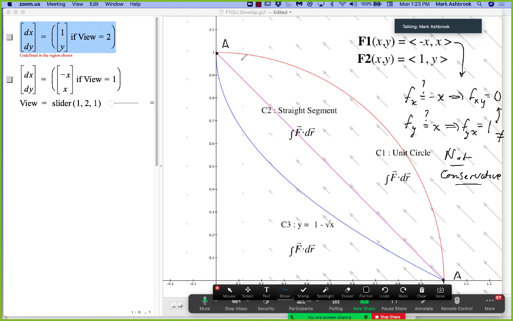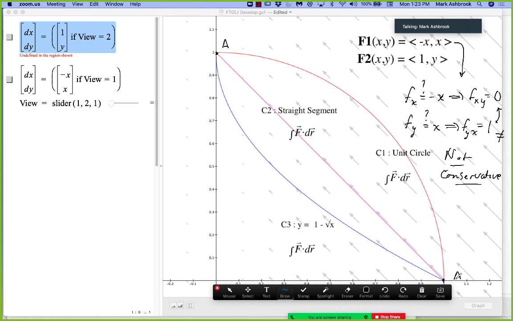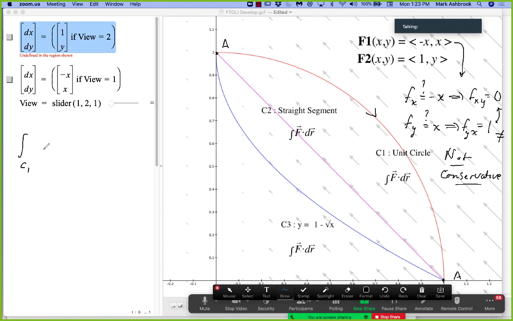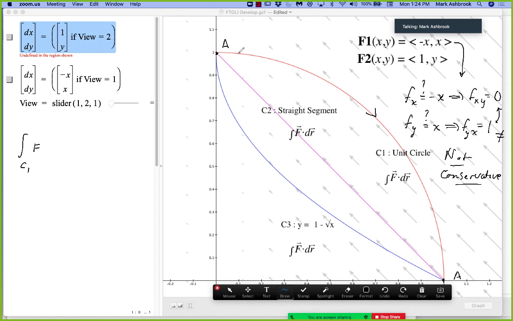So what about the line integral across C1? Positive, negative, or 0? Negative. Like kind of zero, low negative here, but strongly negative through the whole second half of that path. So this is F1 dot dr, or I could just write negative x dot dr. Certainly negative.